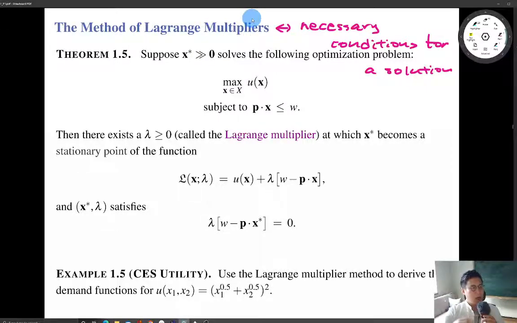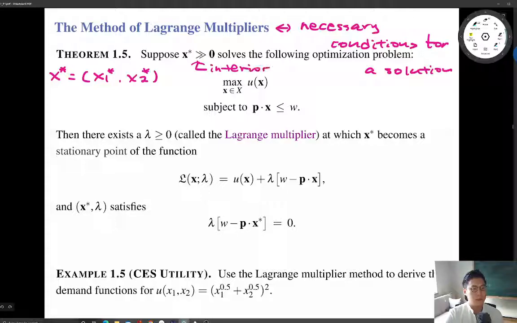All right, so the method tells us, suppose that X star is a solution to this UMP. All right, and X star is strictly positive. So if we have just two goods, demand for good 1 and good 2, so that is a Walrasian demand, then this double inequality means every component is strictly positive. So demand for good 1 and demand for good 2 both are strictly positive. Okay, and we usually call this an interior solution.